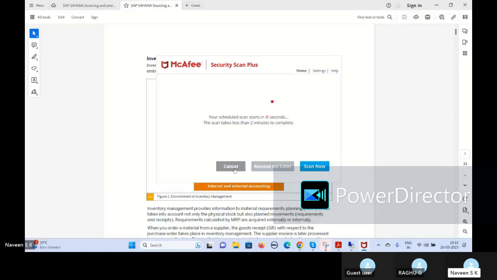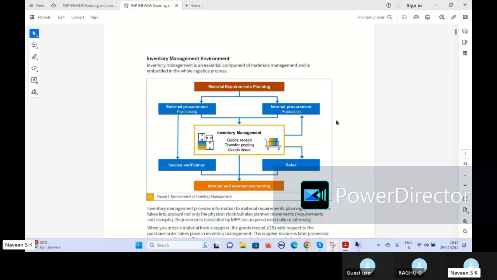Characteristics means it is all based on what characteristics we have created and assigned to the class. So that's how the configuration steps will go. The same thing we have to explain. So that is one of the important questions.